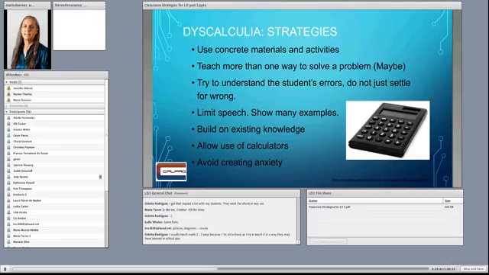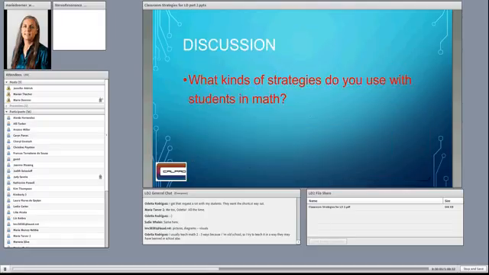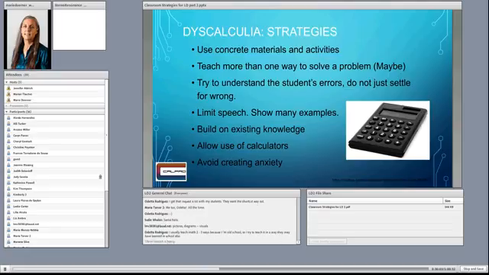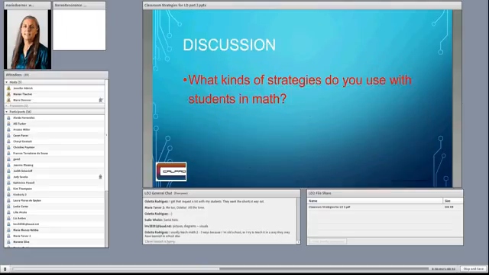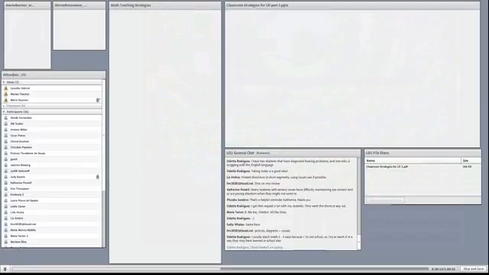And working with the anxiety, really helping students deal with the anxiety, and for them to know it's normal to be anxious. I talk a lot about this, and I'm going to open this up to what kinds of strategies you use with students in math, and I'll just keep talking as well.